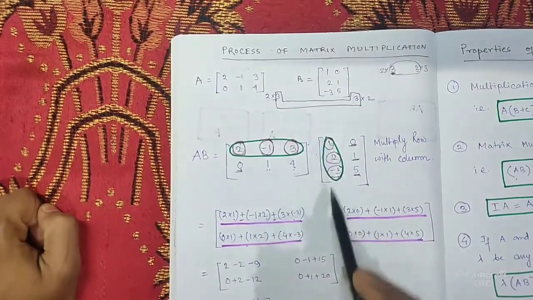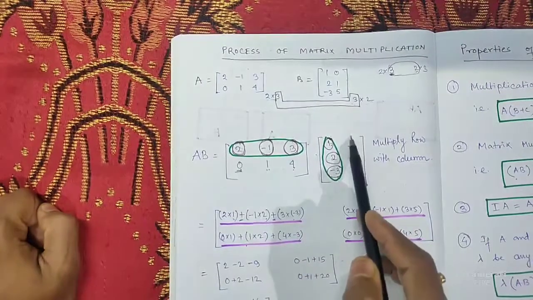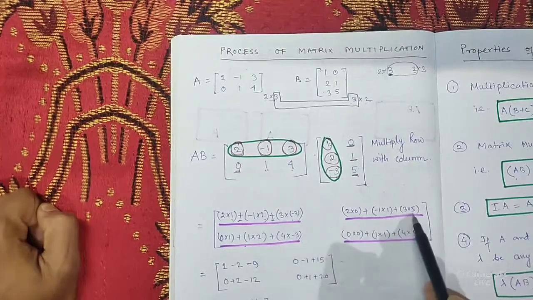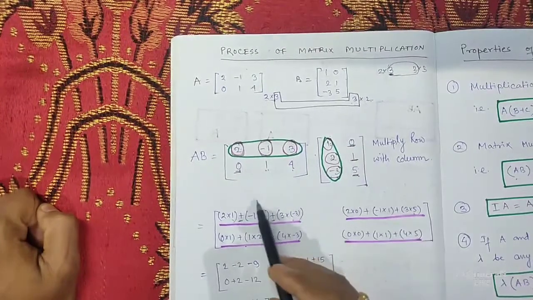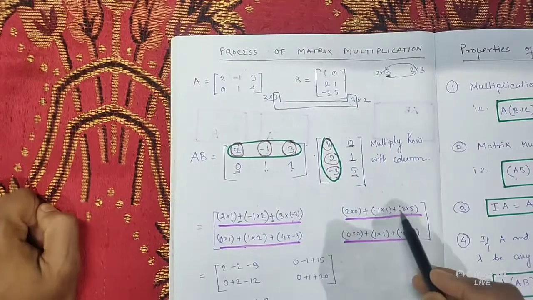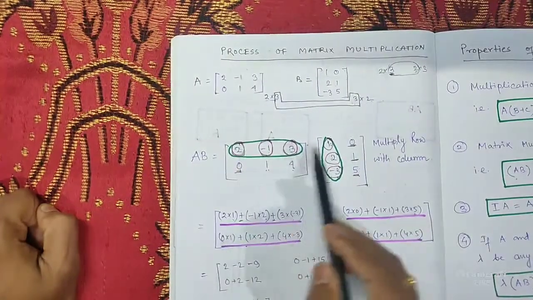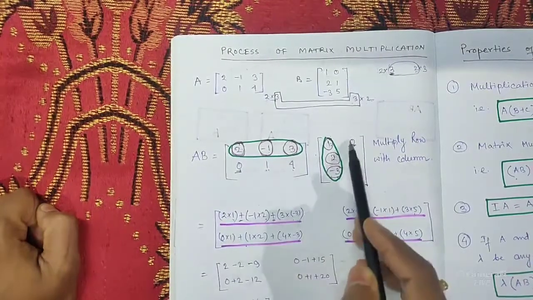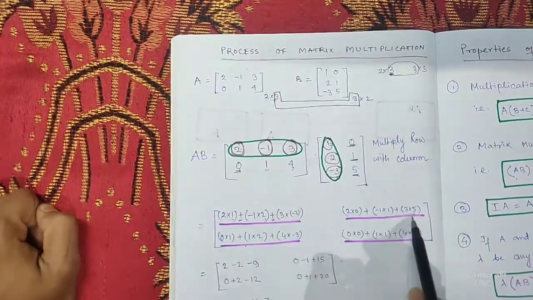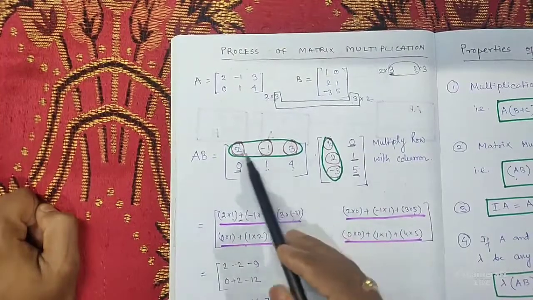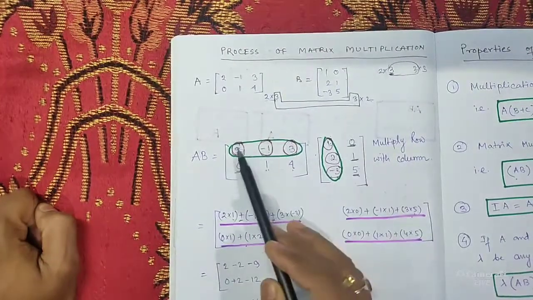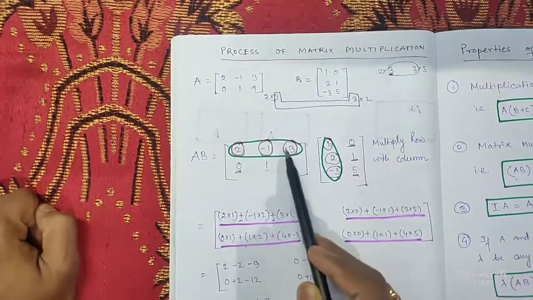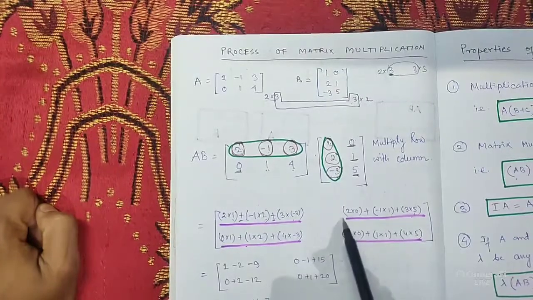Now first row first column is done, then first row second column, and we will write the result in the 1 2 position. This is the 1 1 position, this is the 1 2 position. Now how to multiply? Same method, corresponding elements: 2 into 0 plus minus 1 into 1 plus 3 into 5.